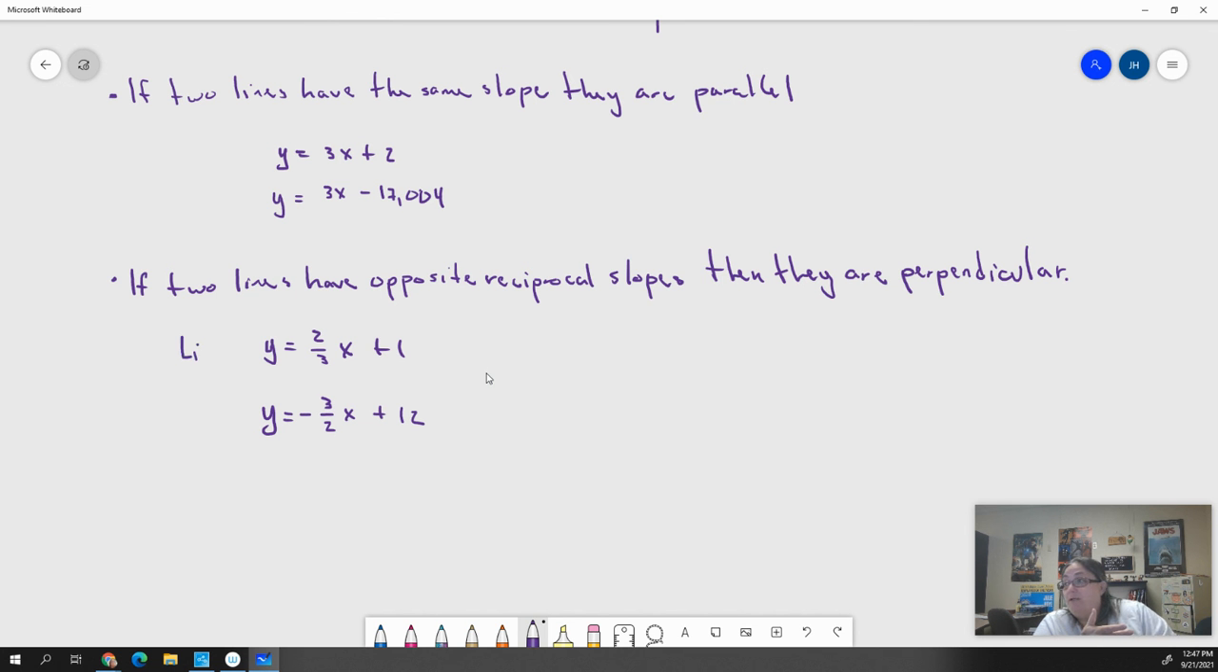So if L1 equals that and L2 equals this, these are perpendicular lines. Perp.